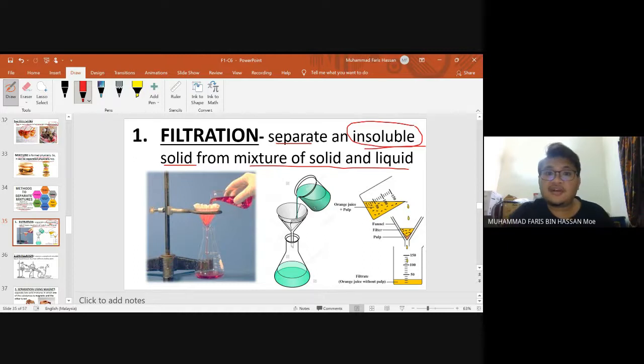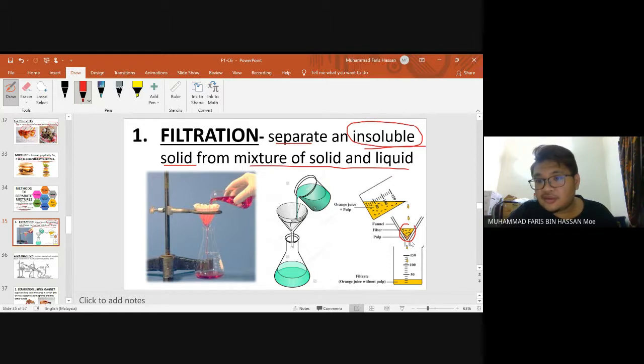In the filtration method, we need a funnel, or we call it a filter funnel. And then we also need a filter paper. This is a filter paper inside the filter funnel. So for example, we use orange juice and pulp. We put the orange juice and pulp inside the filter funnel at the top of the filter paper.